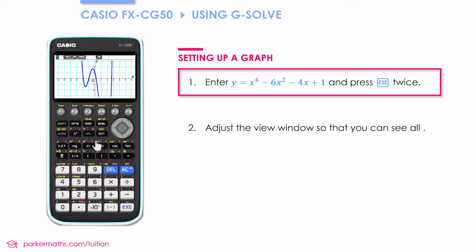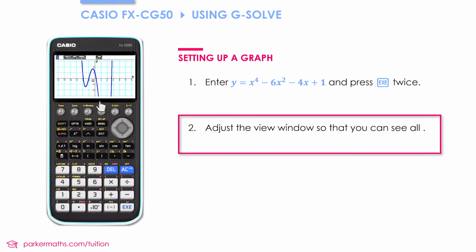Okay, most of the graph is on the screen, but we can see at the moment that it's going off down the bottom of the screen here. So we're going to adjust the view window first to make sure we can see all of the curve. We press F3 to go into view window. Let's start by using the standard preset and see where that gets us.